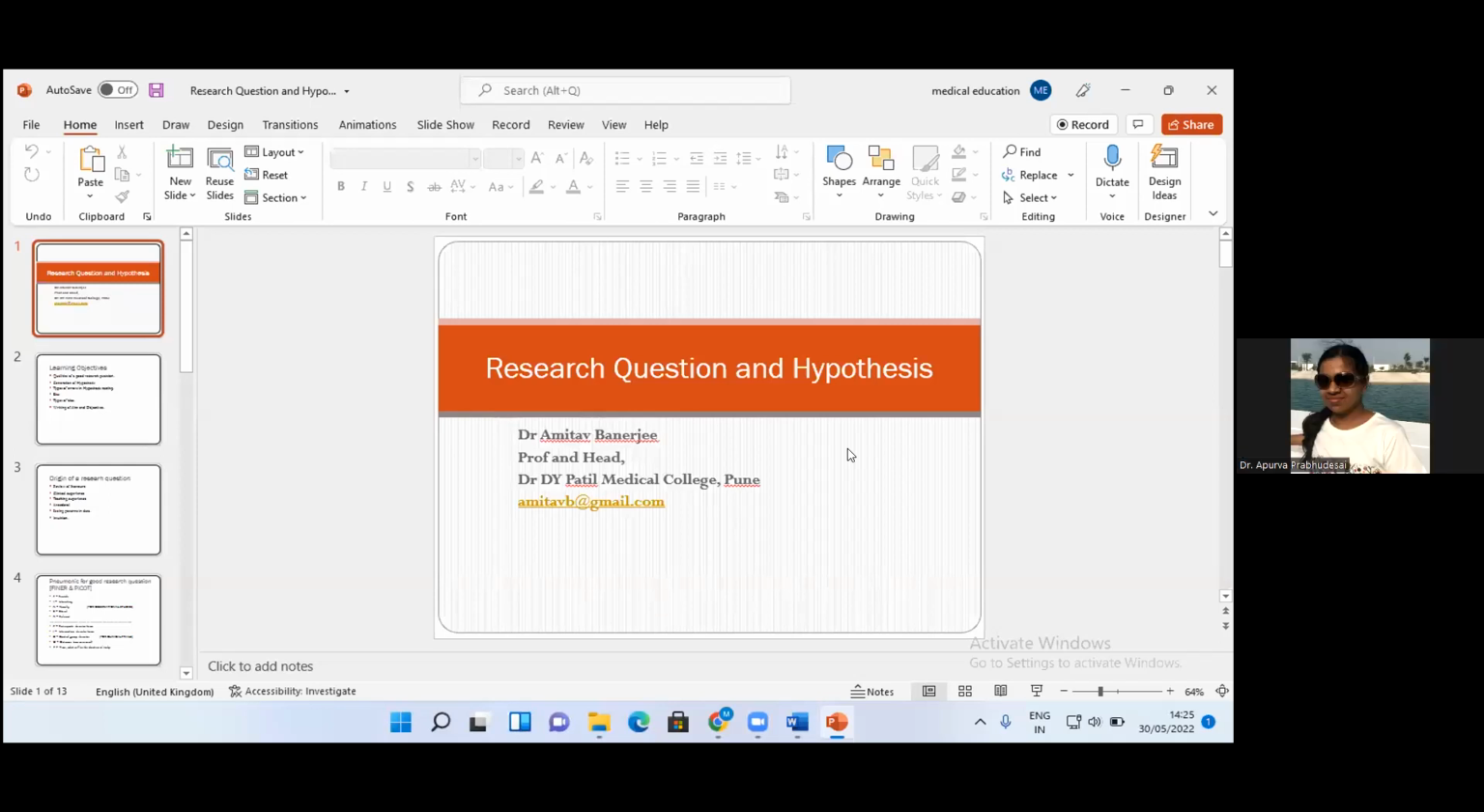You have been told the finer points about how to prepare the dissertation, the overview. And now we go one by one into the different sections. The first section is the research question and hypothesis. I'll put it on a slide.